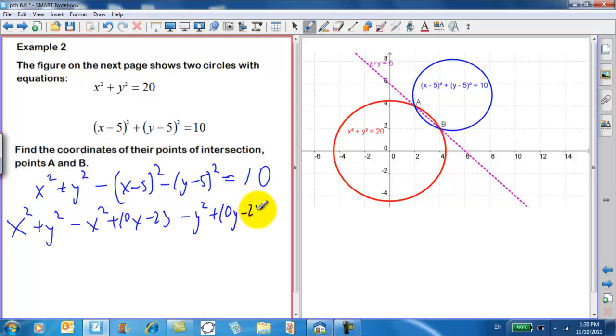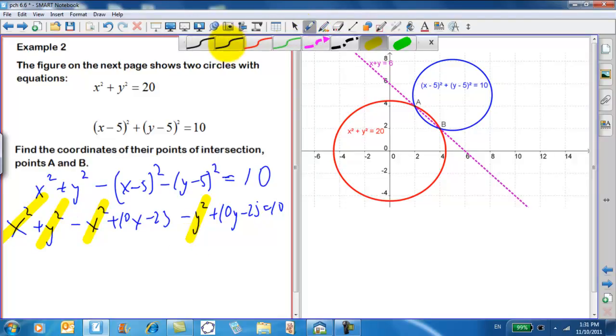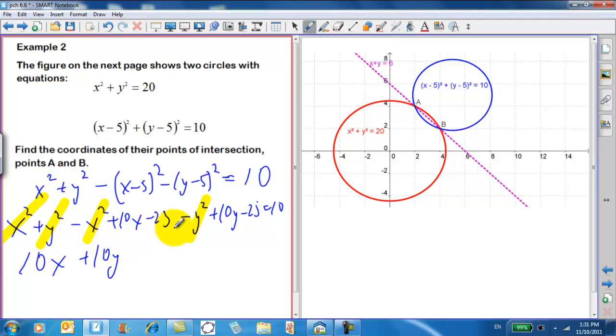x squared plus y squared minus x squared plus 10x minus 25 minus y squared plus 10y minus 25 equals 10. Cancel out the x squared, negative x squared, y squared, negative y squared, and we end up with this equation, 10x plus 10y minus 50, add 50, so you get equals 60, or x plus y equals 6. And that ends up being the equation of that line that passes through the points of intersection over there.